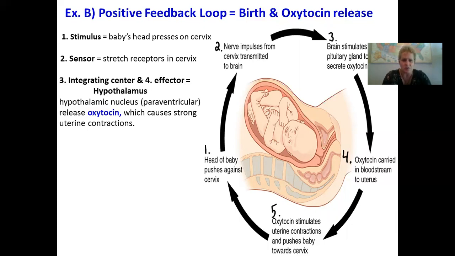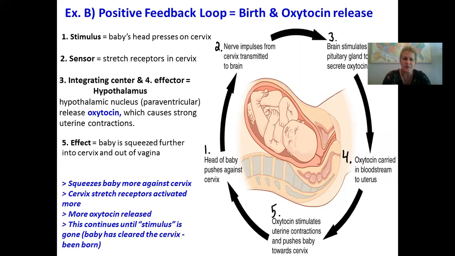So when all that oxytocin floods the mom's bloodstream, there are uterine contractions, very strong uterine contractions. And what that causes is it squeezes the baby more into the birth canal, which causes the cervix to stretch more, which causes the hypothalamus to release more oxytocin, which pushes the baby further through the birth canal, which causes more stretching, and on and on it goes until the baby has cleared the birth canal and the cervix is no longer being stretched. And when it's no longer being stretched, that stops the oxytocin secretion.